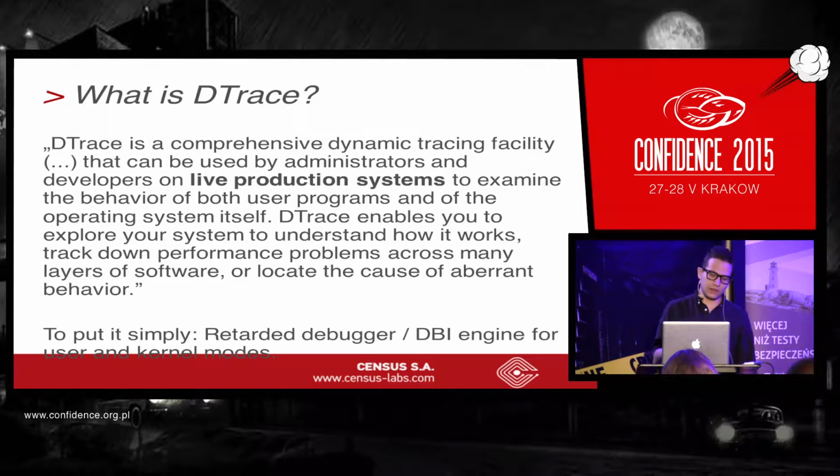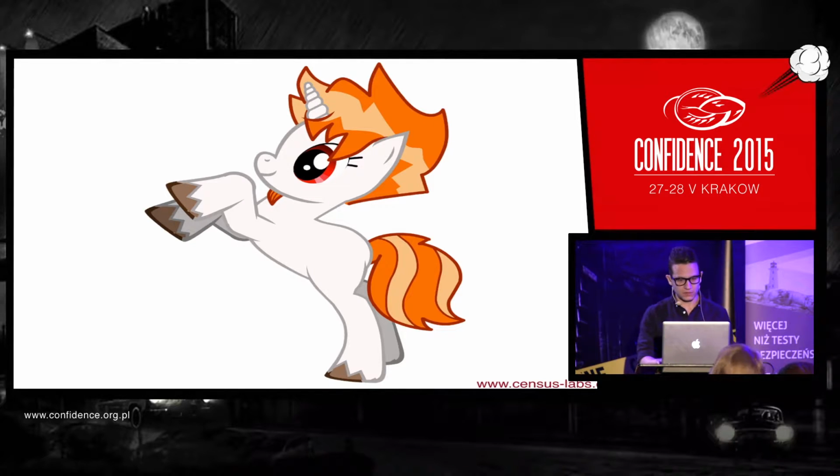However, in order to do so, they needed to remove some interesting parts from the D language. And that's why I say that it's kind of a retarded debugger / DBI engine, because you can't do everything with DTrace. For some things, you actually need to use a debugger or an actual DBI engine, for example, Pintool or Dynamorio. So this is a DTrace mascot.